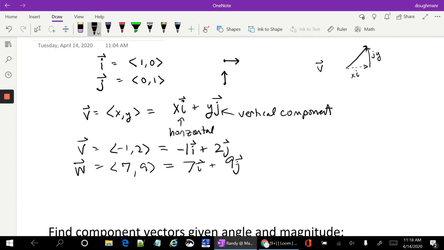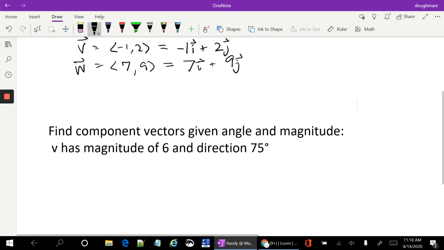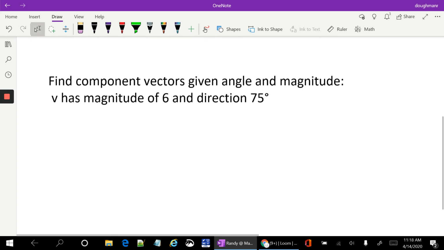This is a breakdown. Once again, you'll see it in science, you'll see it in applications where maybe we are only concerned with the horizontal component or the vertical component. And that'll make sense when we start looking at applications. So let's look at an example of what we can do here.